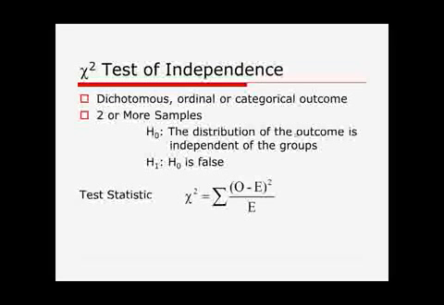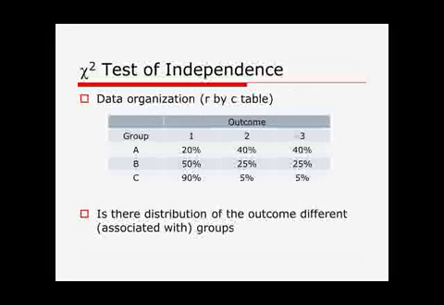One more test. Suppose you have multiple groups. Again, maybe you have 3 groups, but your outcome is not a continuous one, but it's dichotomous, ordinal, or categorical. This you would do with what's called the chi-square test of independence.